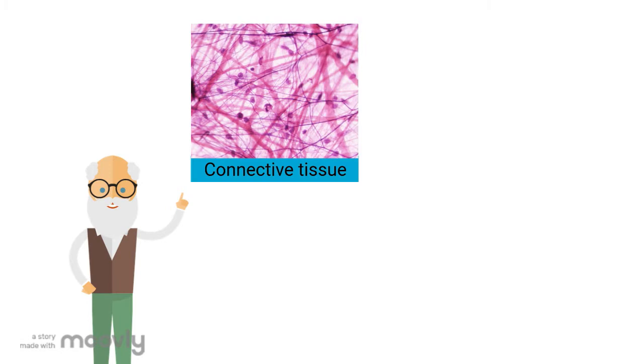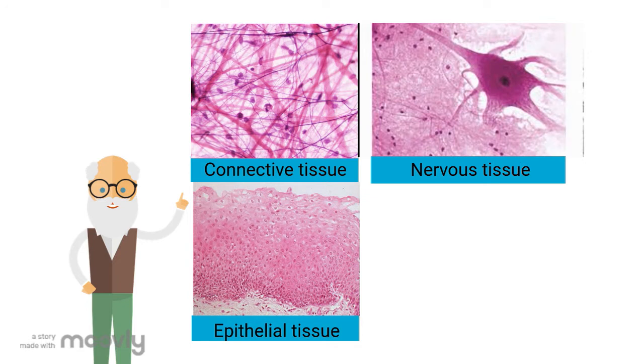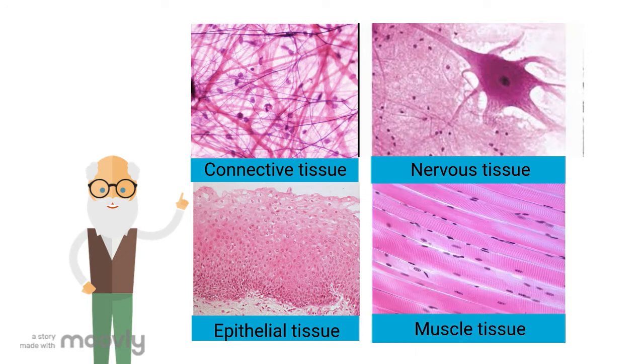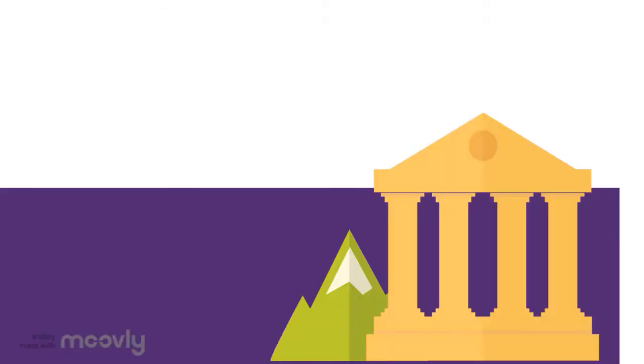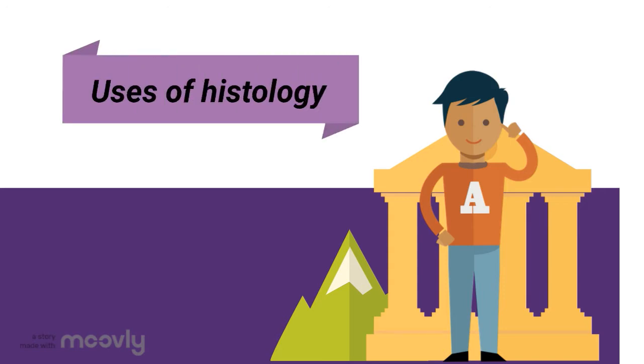Next, we have animal tissue. For example, human. We have connective tissue, epithelial tissue, nervous tissue, and also muscle tissue. Good, right? So now we have gone through that. Let's talk about the uses of histology in everyday life.